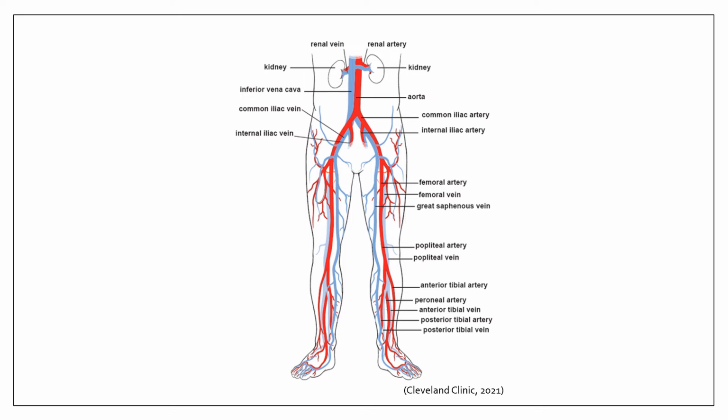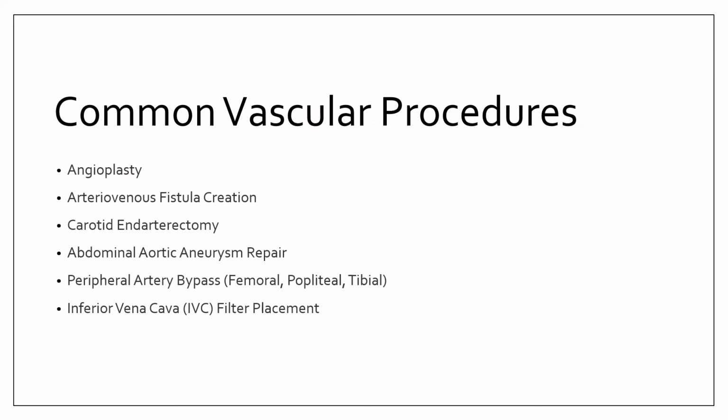Tibial arteries are important. I don't know if you've ever heard somebody say, oh, they had a fem pop or a fem tib, and that's when they're doing bypasses in the lower legs, and we'll talk about that later, but those are the arteries that they're accessing.